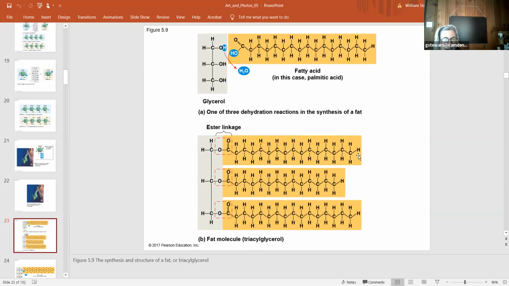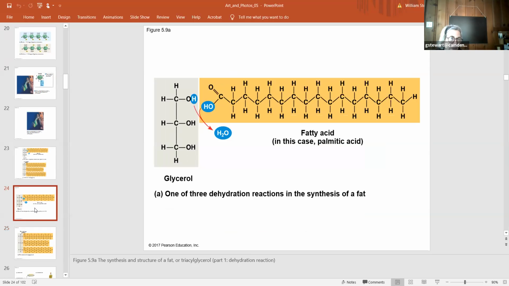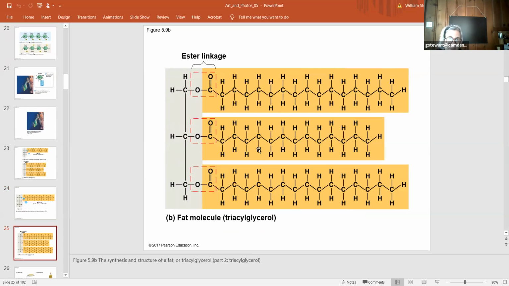These fatty acids do not have to be the same length of carbon. You can see how there's, I don't even know, 9 carbons here, maybe, and only 7 here. There it is bigger, here it is again, right?